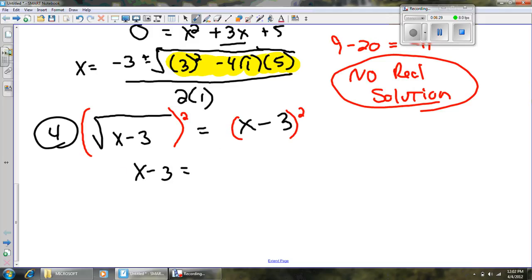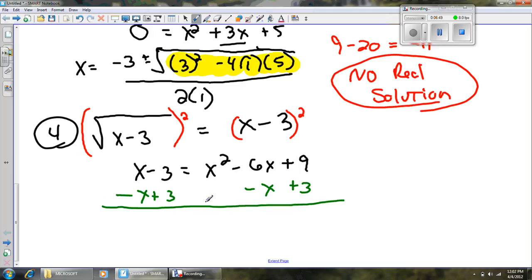The right-hand side is a FOIL problem. I will get x squared minus 6x plus 9. I'm going to need to subtract x from each side. I have to add 3 to each side. Left-hand side becomes 0. Right-hand side becomes x squared minus 7x plus 12.